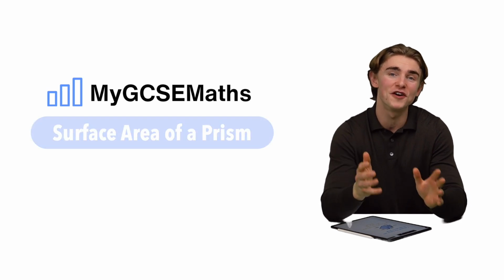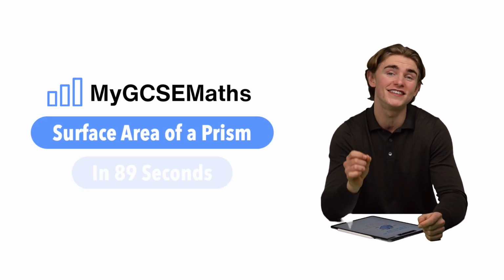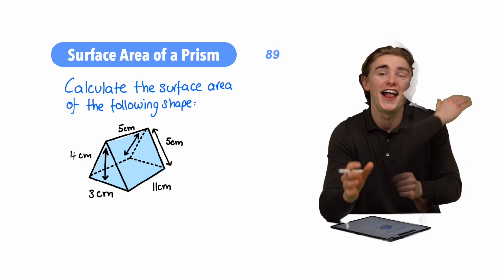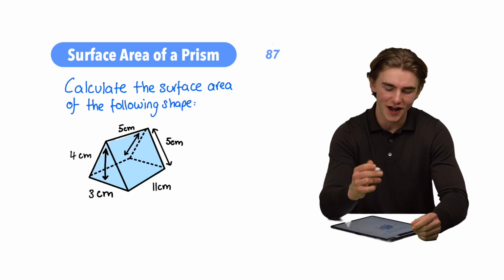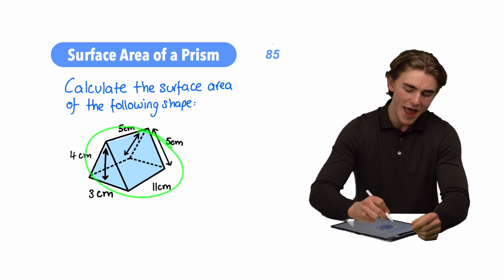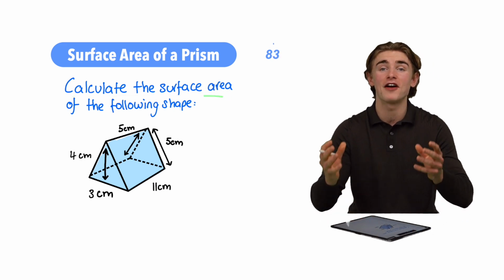How to calculate the surface area of a triangular prism in 89 seconds. Let's go. Let's say we want to answer this question, guys, where we get given a triangular prism and we get asked to calculate the surface area. What are we going to do?